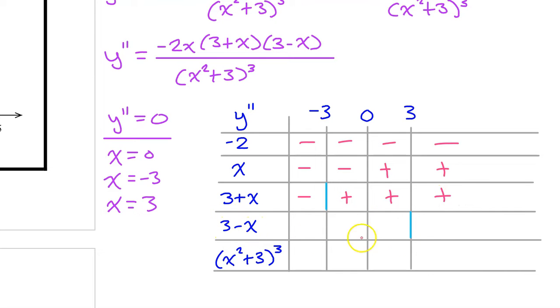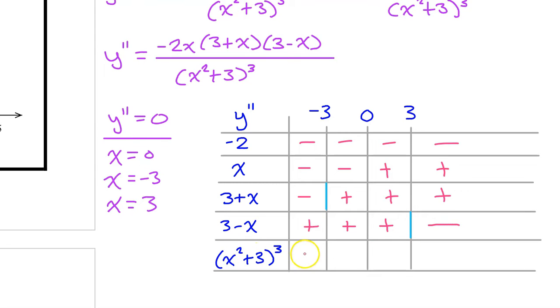3 minus x is equal to 0 right at 3. So this is the only place where 3 minus x might change signs. To the left of 3, that's where we find numbers like 0. If we plug in 0 as a test, 3 minus 0 is 3. So this factor is positive to the left of 3. It's going to be negative for values to the right of 3. That's a big old negative sign. For example, if we do 4, this would be 3 minus 4, which would be negative 1.